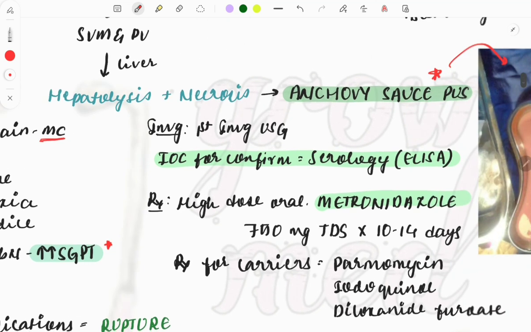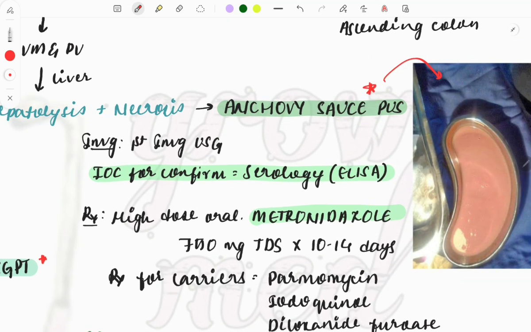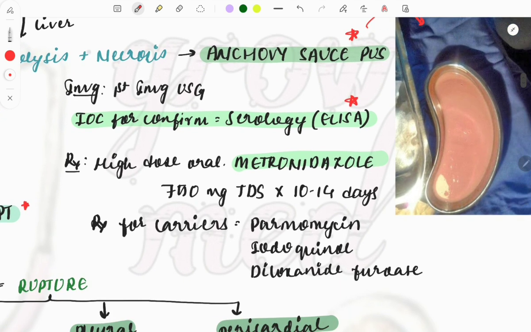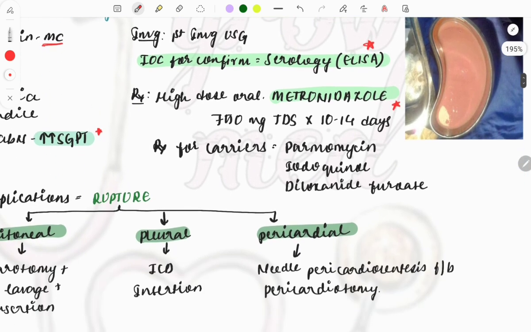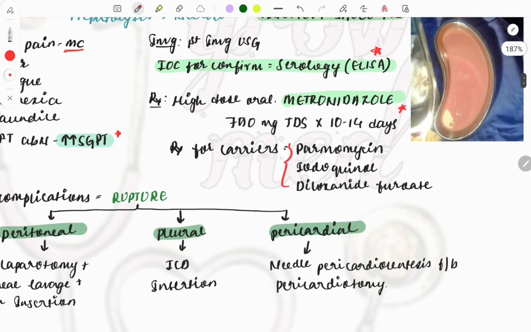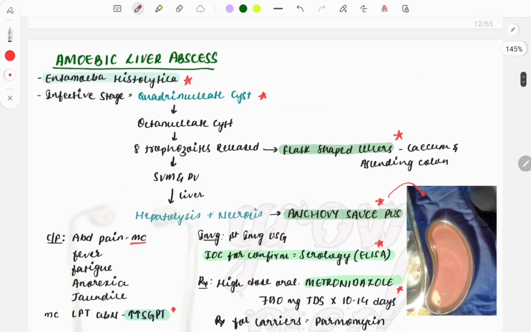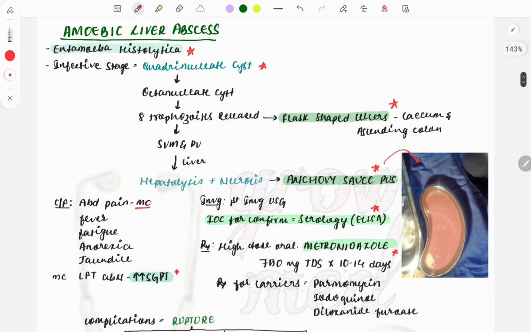Okay, then the first investigation is the USG. Investigation of choice is serology, ELISA. Okay, so this one is an important thing. Then a high dose of metronidazole is required for the treatment, and for the carriers, these are the treatment options available. So this is all you must know for amoebic liver abscess: the causative organism, then flask shaped ulcer and anchovy sauce pus, and serology.